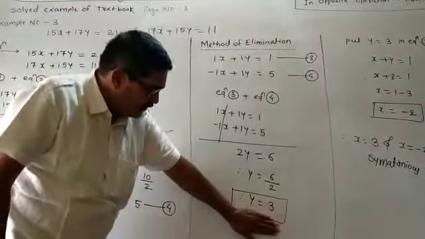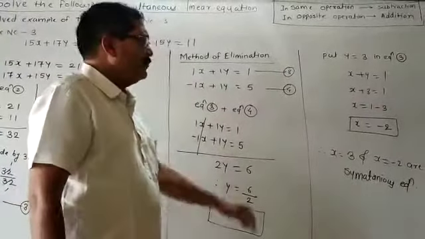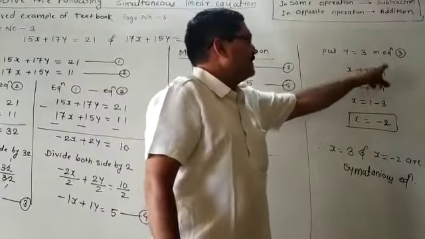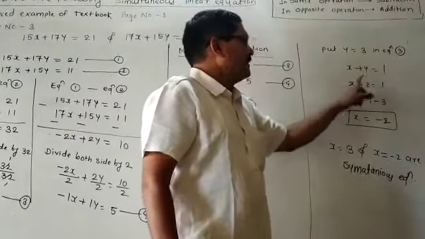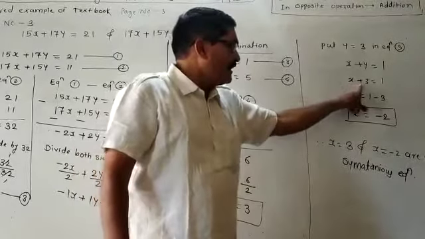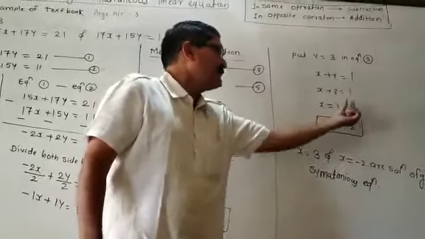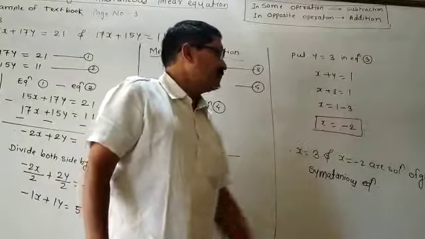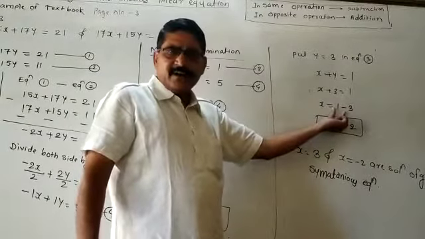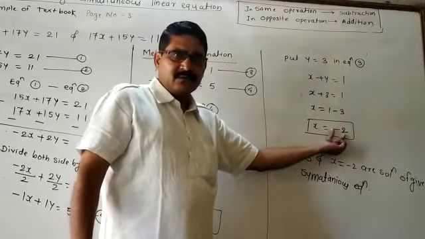Put this value y is equal to 3 in equation 3 or equation 4. I put it in equation 3: x plus y is equal to 1. Put y is equal to 3: x plus 3 is equal to 1. Transpose plus 3 to the other side, it becomes minus 3. 1 minus 3: one number is positive and the other negative, find the difference between their magnitudes and give the sign of the greater magnitude. The answer is minus 2.